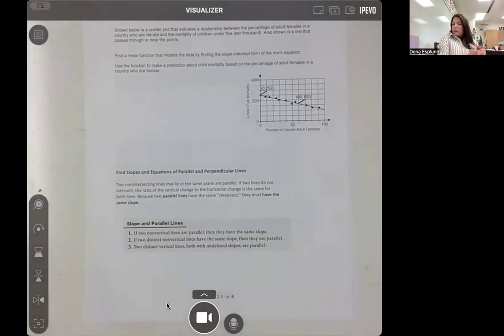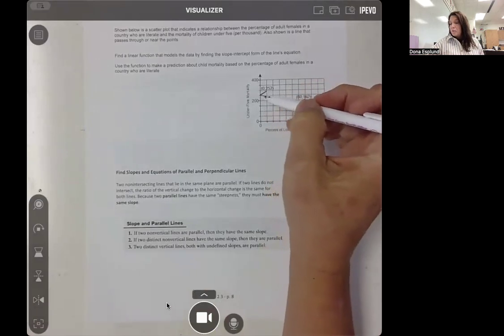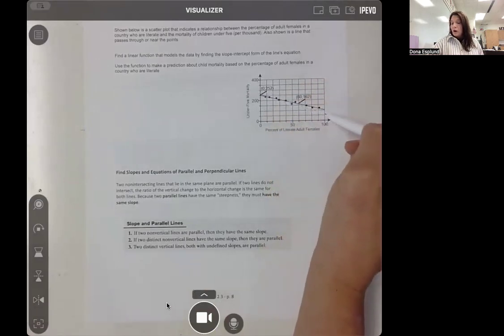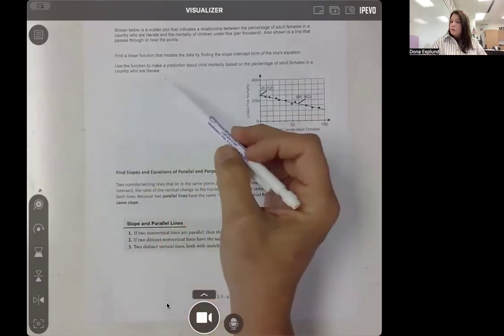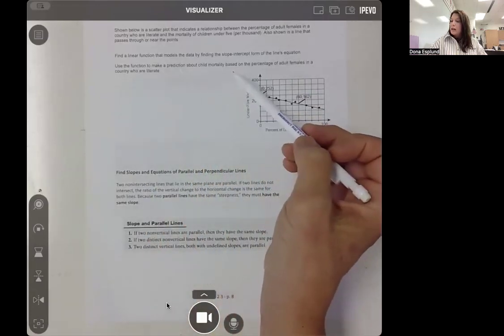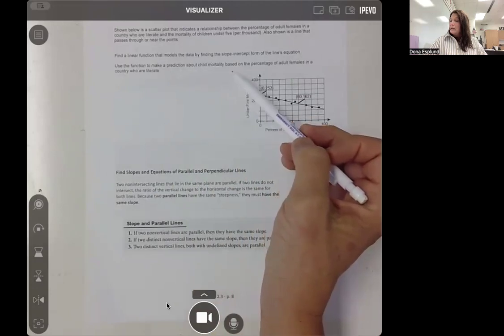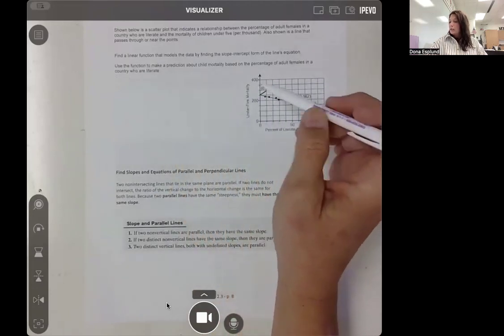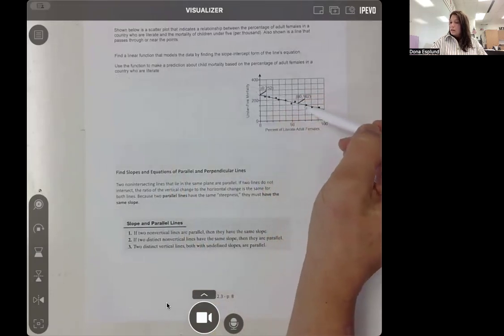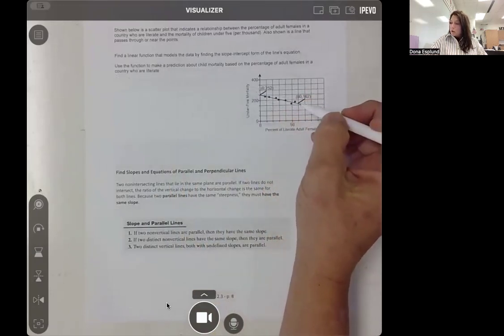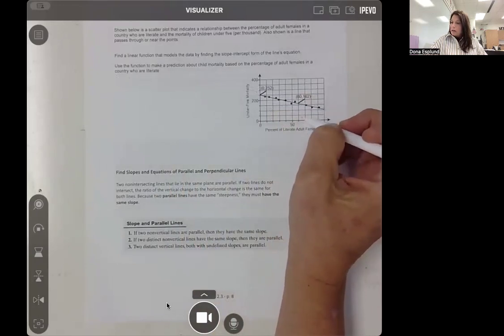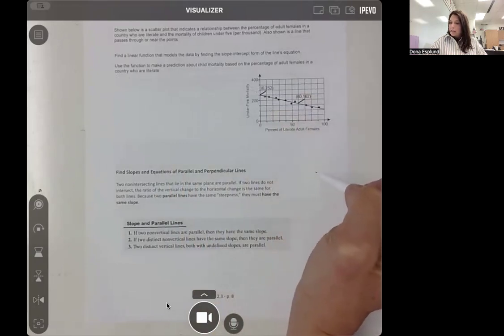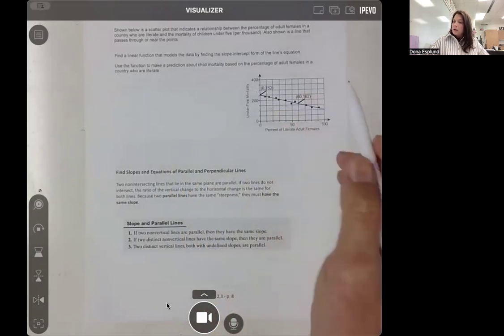Linear data is also used to make predictions. So you have a scatter plot where they've drawn a line that's close. And it says use the function to make a prediction about the child mortality based on the percentage of the adult females in the countries who are illiterate. So again, they've got a chart here. And so making predictions is where you can also determine different points along the line.